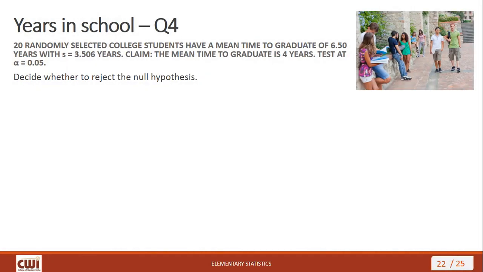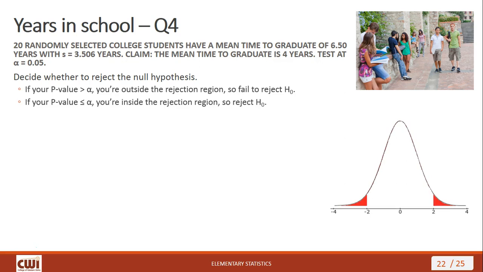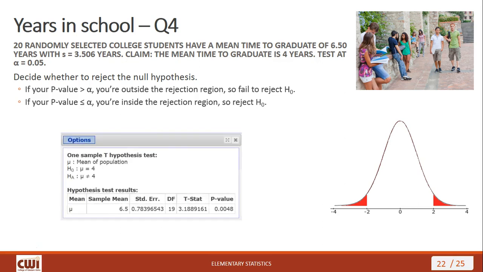Decide whether to reject the null hypothesis. Well, we can do this one of two ways. We can look at it by comparing a p-value with an alpha to see if we're inside or outside the rejection region. So go back to our results window, we look at our p-value, and we see that it's 0.0048. 0.0048 is less than 0.05. Therefore, the area for our p-value can fit inside the area for our rejection region. Therefore, we reject H0.